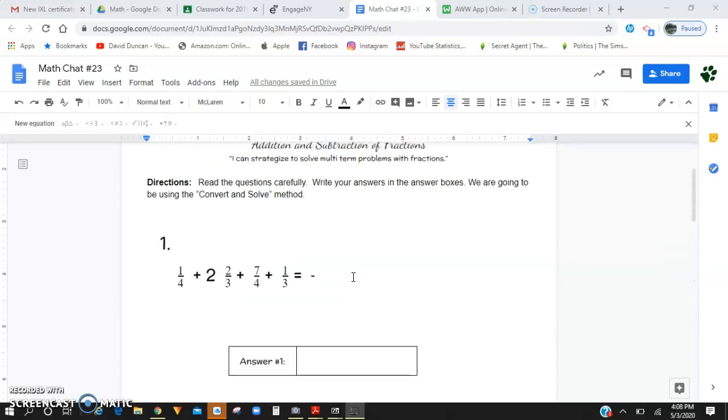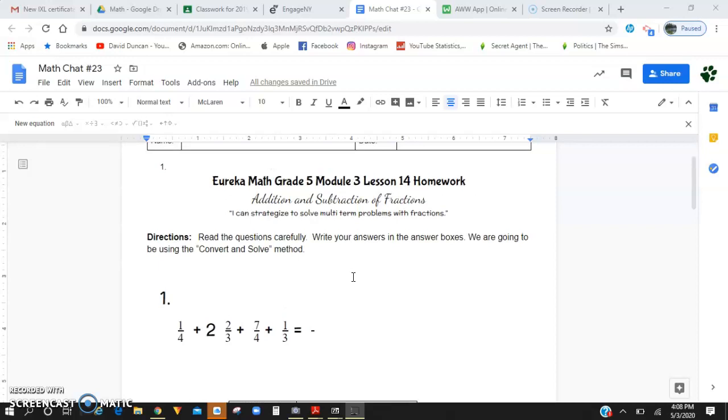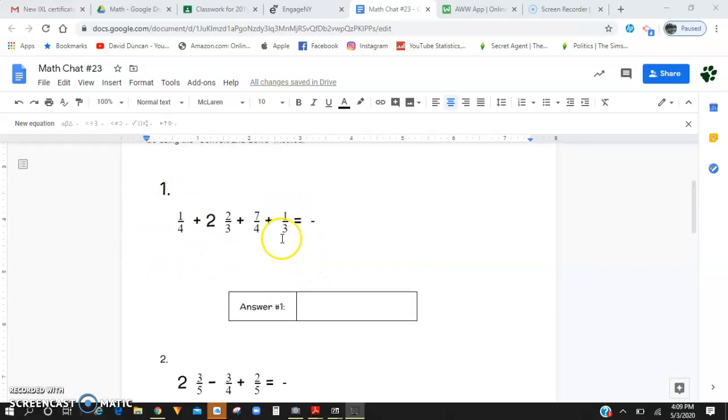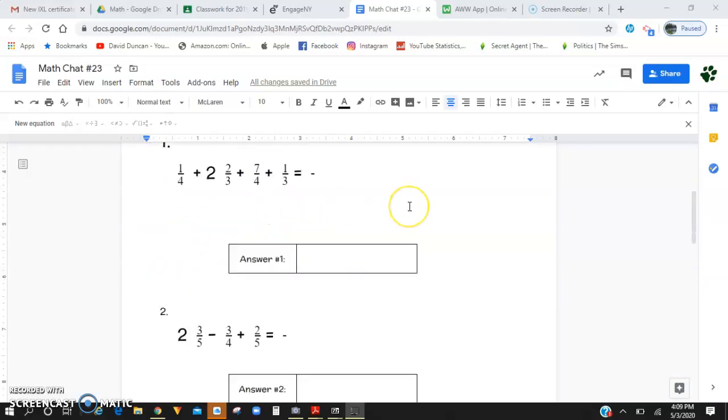I am going to start you off with number 2, and then what I'm going to do is I will help solve number 2 for you, and then I'll start you on number 1 and then have you guys finish number 1 on your own.